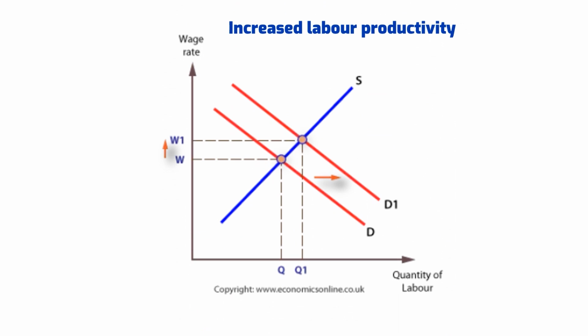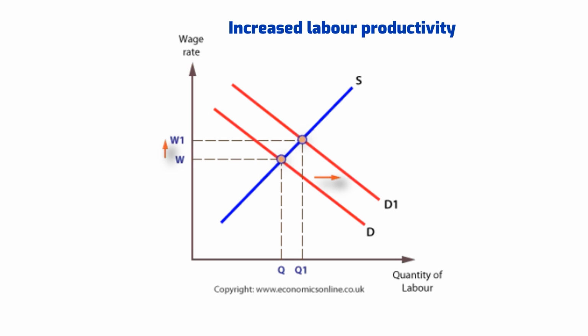Now let's examine the opposite case when the labor productivity increases. Higher productivity means that workers can produce more output per hour, making them more valuable to employers. This shifts the labor demand curve to the right, leading to both higher wages and more employment.